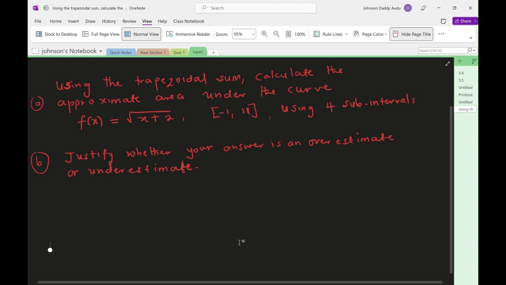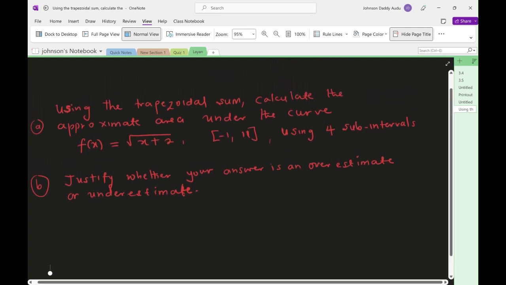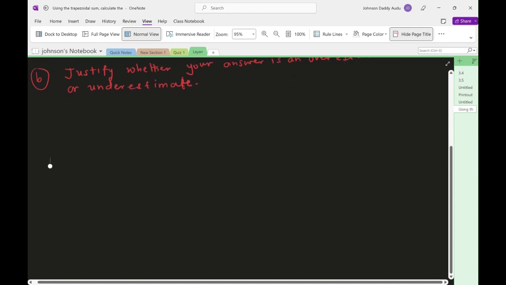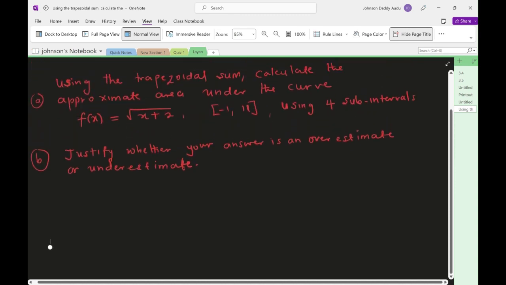Hello, in this video, we'll solve this particular problem. This is a calculus problem using the trapezoidal sum. Calculate the approximate area under the curve f of x equals root of x plus 2 in the interval minus 1 to 11 using 4 sub-intervals. Then part B is to justify whether the answer is an overestimate or underestimate.